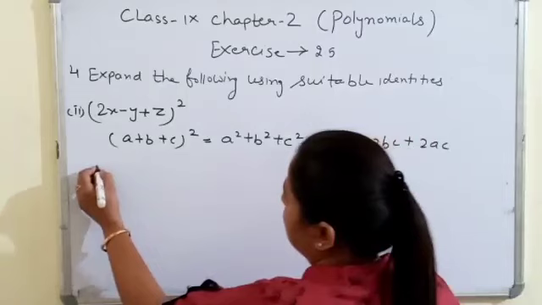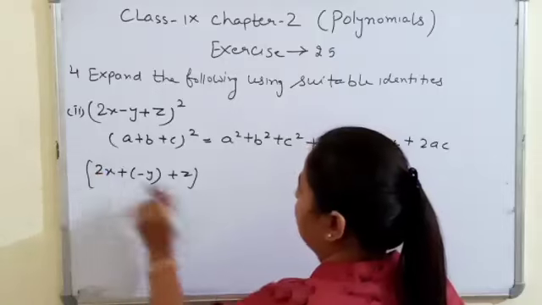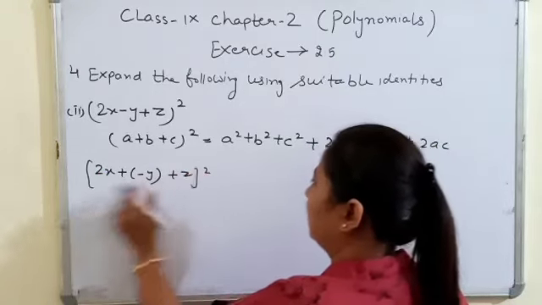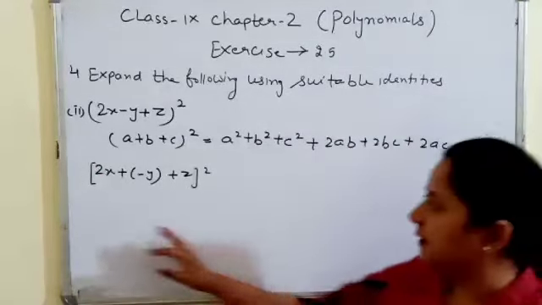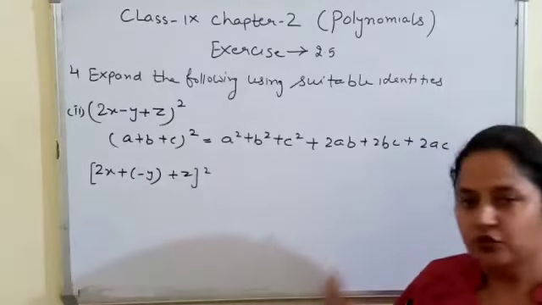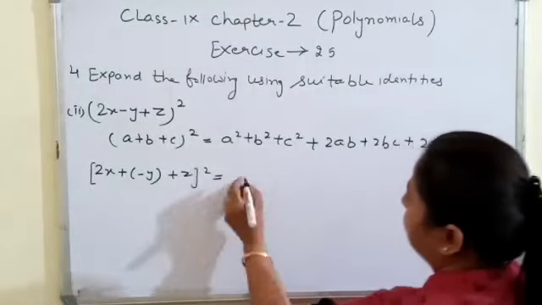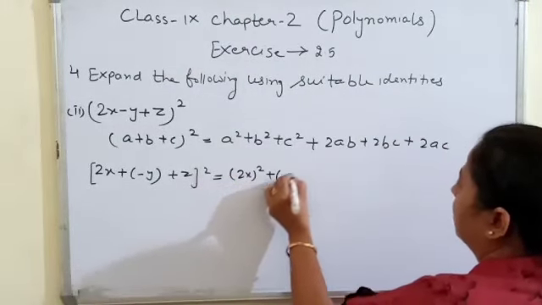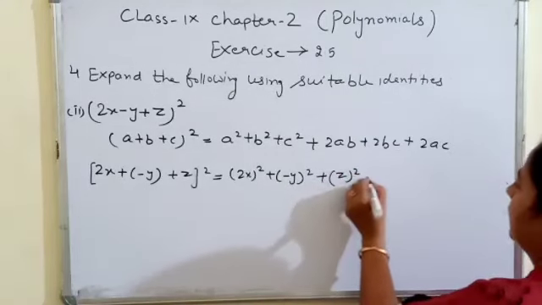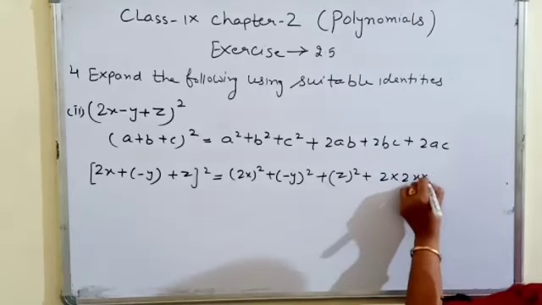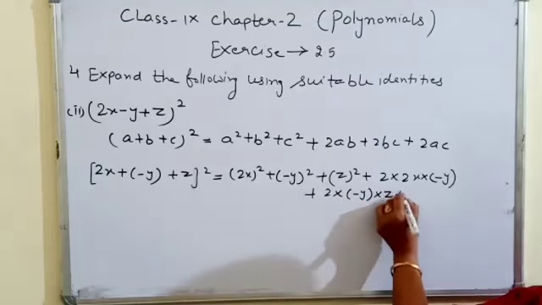So how can we write them? Let's see: a plus b plus c. Now this is the way. If you write the statement in this way, there will be no chance your question will be incorrect. So you can write like this: a plus b plus c. So what is b here? b is minus y. Now apply the same identity by following the same steps: a square plus b square plus c square plus 2ab plus 2bc plus 2ca.